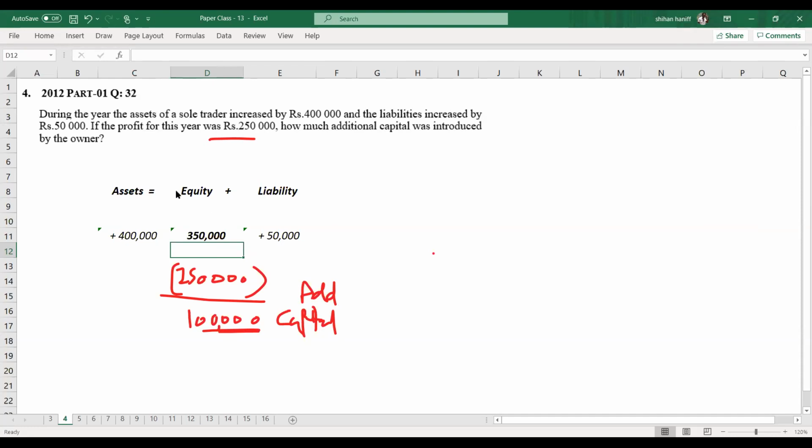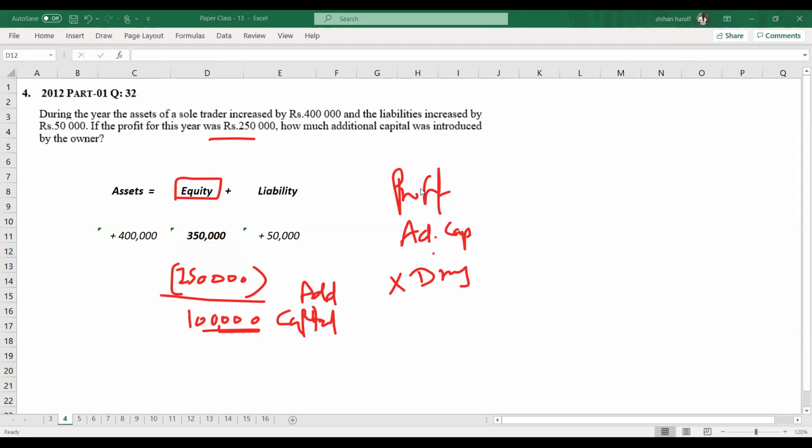So the equity will change due to three reasons. One is profit, another is additional capital, and the other is drawings. Here there are no drawings, only profit and additional capital. So in this question, we don't need the net asset equation. We can simply do it from the basic accounting equation. They have not given the net assets, they have given the assets and liabilities. That's why I didn't use the net asset equation.